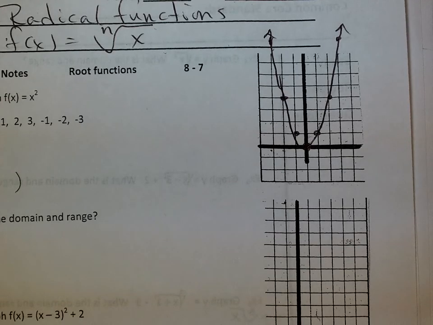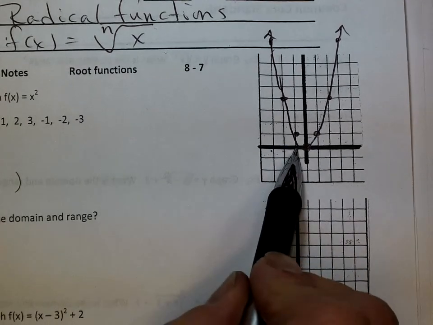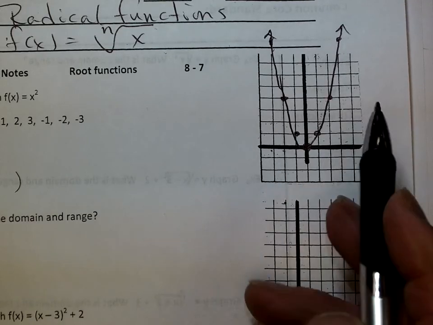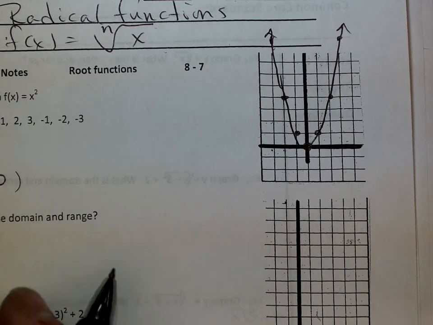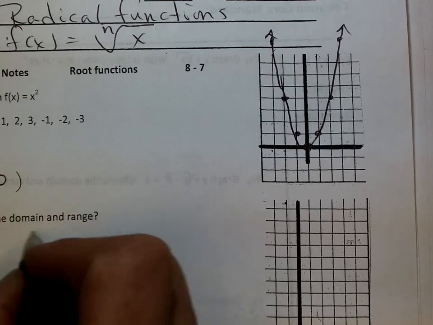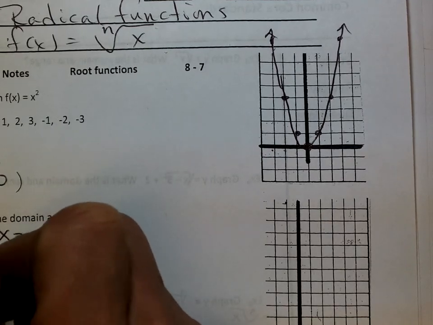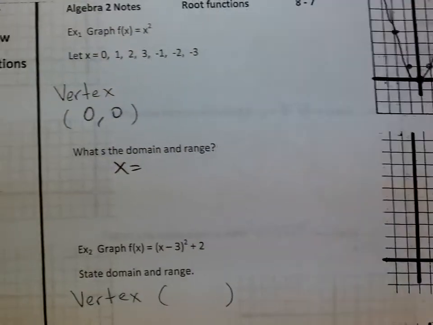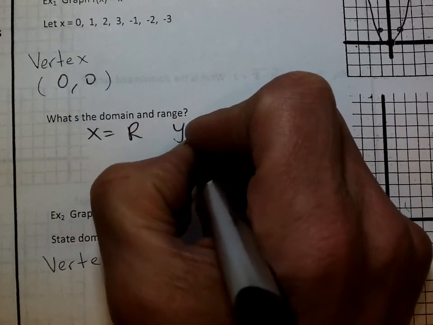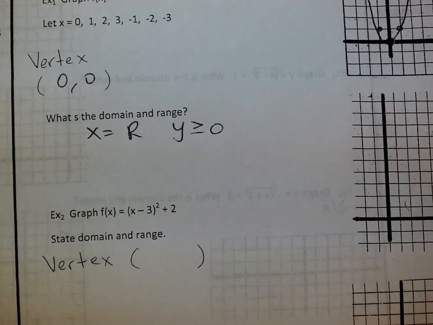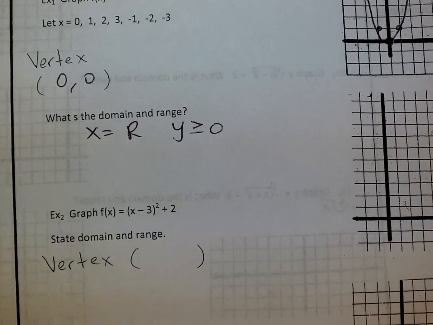Done this a ton of times. The vertex is the very most bottom or very most top point, and in this case, it is at 0, 0. This should be easy. Domain: it goes forever in both directions, so the domain is x equals all real numbers. Thank you, Megan. And the range is y is greater than or equal to 0, right? It starts at a height of 0 and goes up. So this is not new. We've talked about this lots of times. These are basic parabolas, okay?